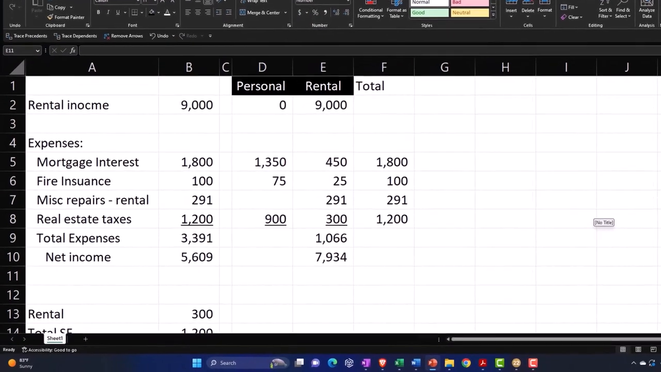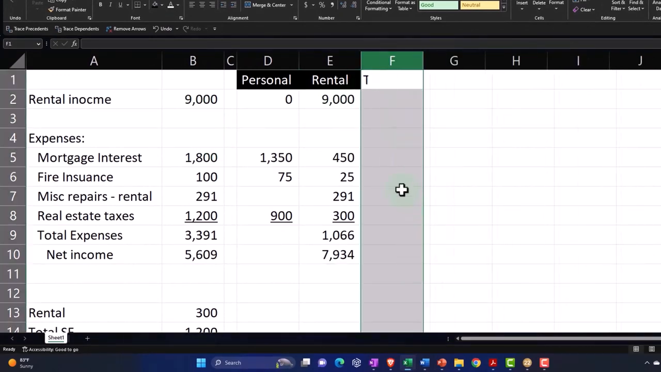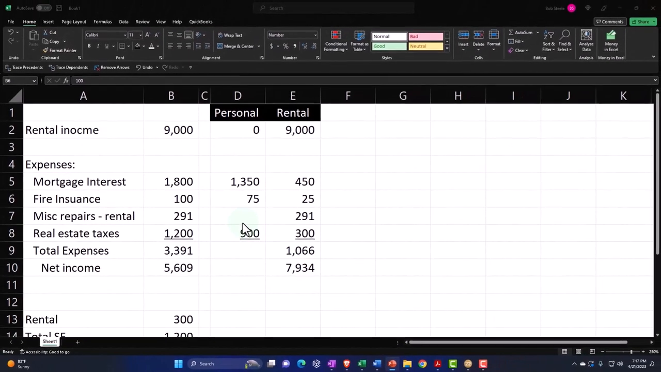Now, another scenario that is similar to this scenario is, let's say that we had, I'm going to delete this column, that we had someone that converted their personal property to the rental property, and then they had a partial year of rental in the first year. So now you can have a similar situation with your income statement that needs to be broken out in the portion that is personal versus the business portion that's going to be broken out.